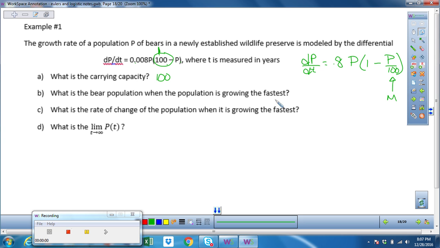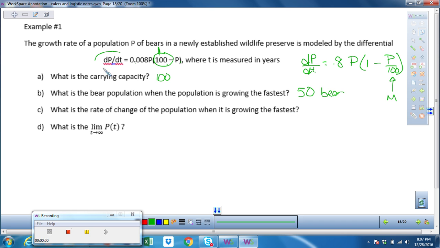What is the bear population when it's growing the fastest? Well, it's growing the fastest when it's half its carrying capacity. So that would be at 50 bears. What is the rate of change of the population when it's growing the fastest?